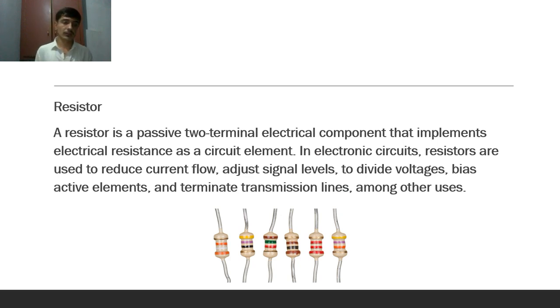Resistors. A resistor is a passive two-terminal electrical component that implements electrical resistance as a circuit element in electronic circuits. Resistors are used to reduce current flow, adjust signal levels, divide voltage, bias active elements, and terminate transmission lines, among other uses.